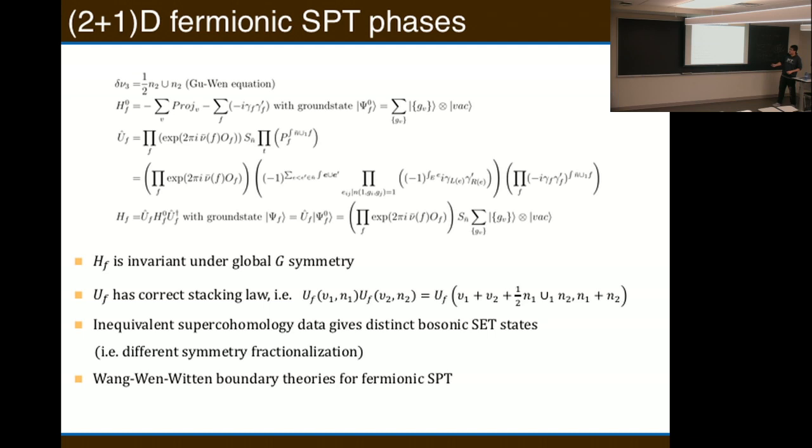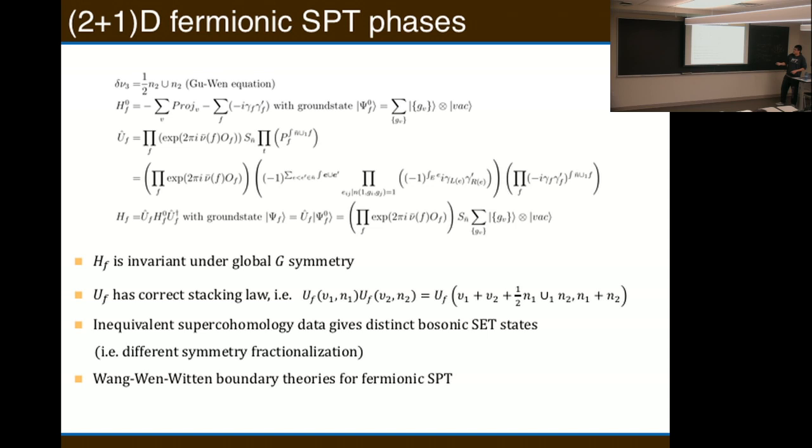So we start with some product state with some trivial Hamiltonian, and then we apply this quantum circuit on this product state, and we arrive at the fermionic SPT state in this form. So basically, we can interpret the first part here as just some bosonic part, and this one is the hopping part. The hopping on the lattice depends on the second data of the supercohomology data.